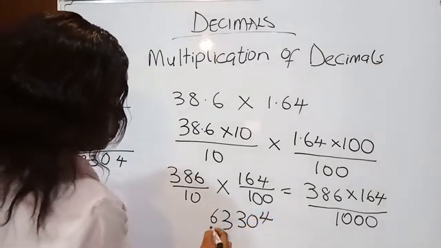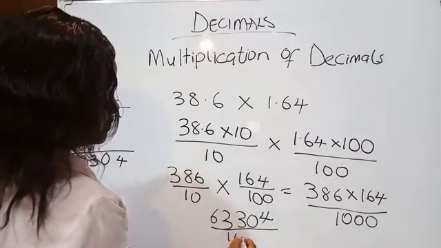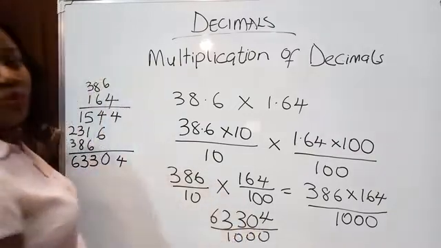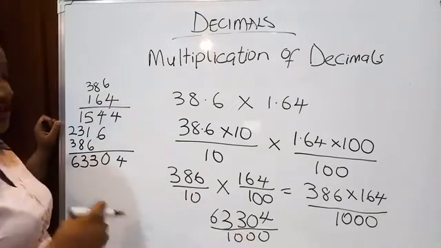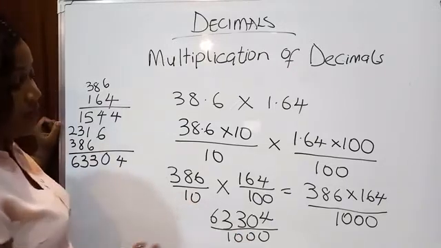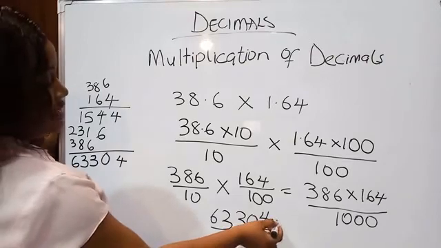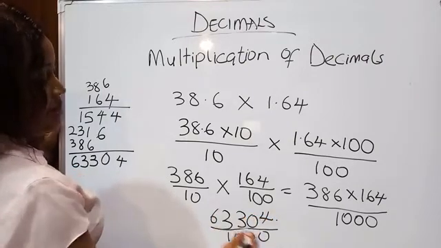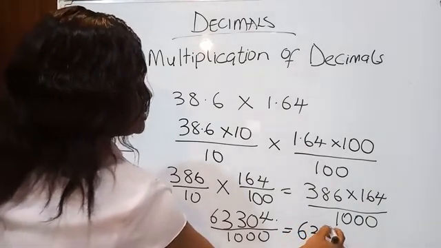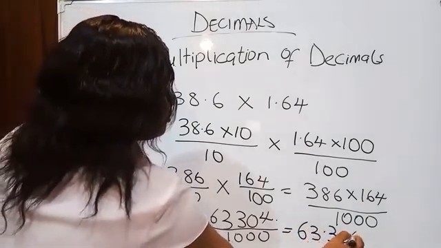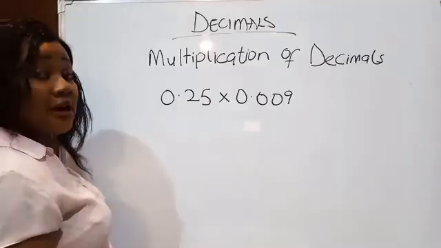Okay. So here it means we have 63304 all over 1000. I remember what we said about dividing by a power of 10, and we have 3 zeros here. So what we'll do is move the decimal point from here 1, 2, 3 steps backwards. So it gives us 63.304.